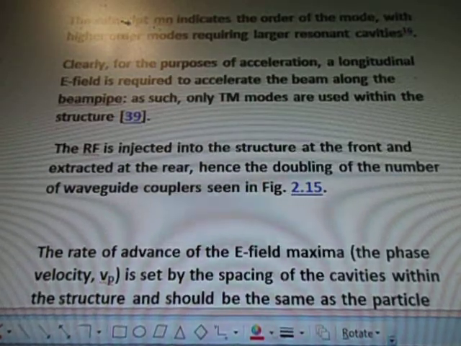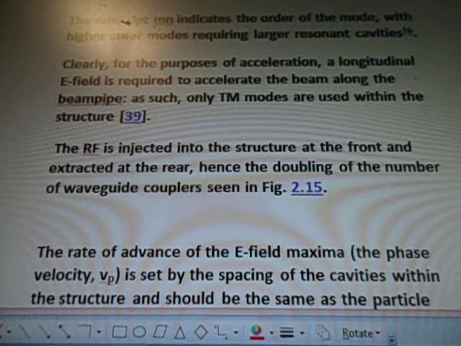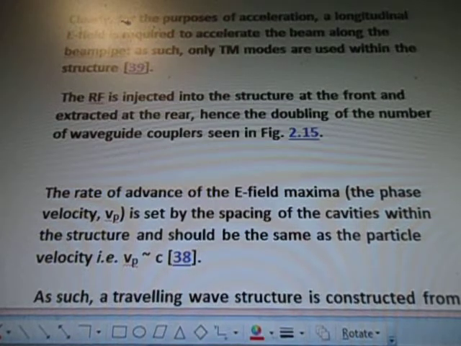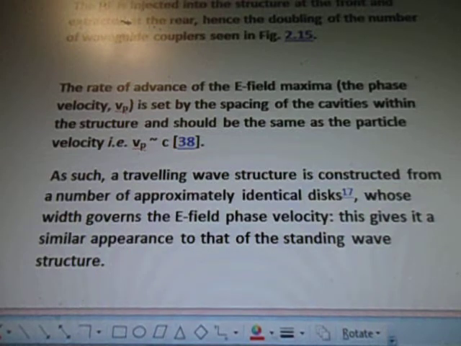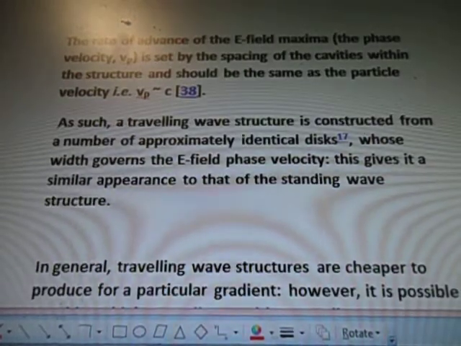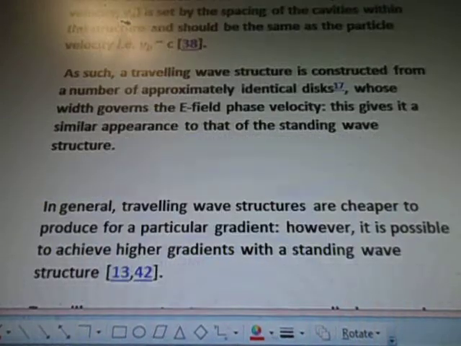The RF is injected into the structure at the front and extracted at the rear, hence the doubling of the number of waveguide couplers seen in figure 2.15. Okay, so the rate of advance of the E field maxima, the phase velocity Vp, is set by the spacing of the cavities within the structure, should be the same as the particle velocity. As such, a traveling wave structure is constructed from a number of approximately identical disks, whose widths govern the E field phase velocity. This gives it a similar appearance to that of the standing wave structure.